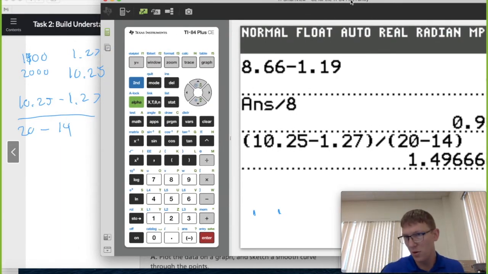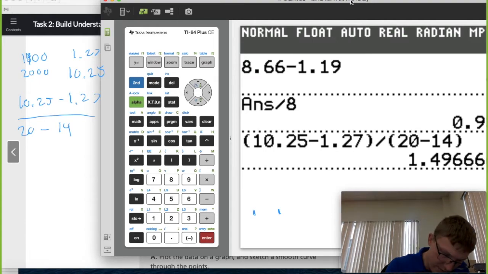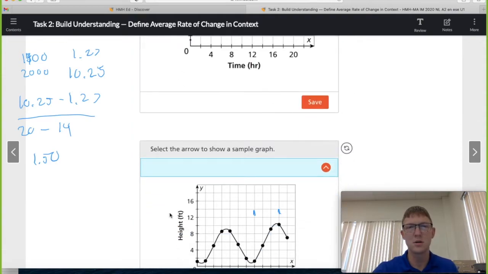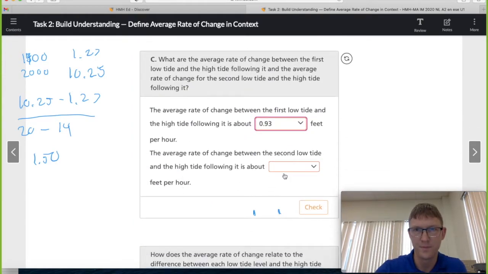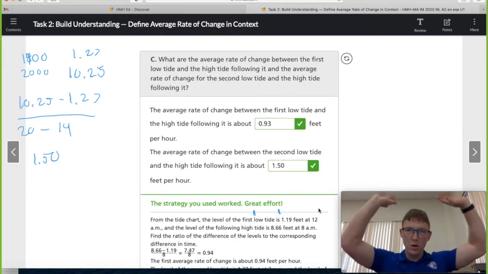So 1.50, we'll say 1.50. See what our options are. 1.50. Woo!